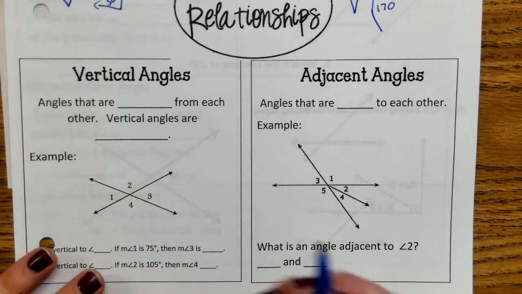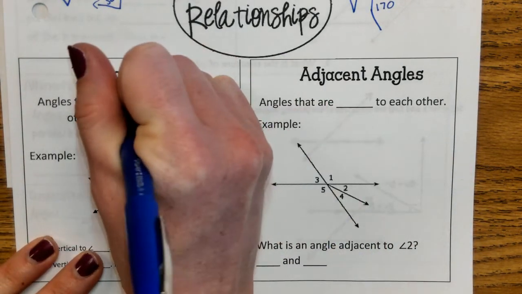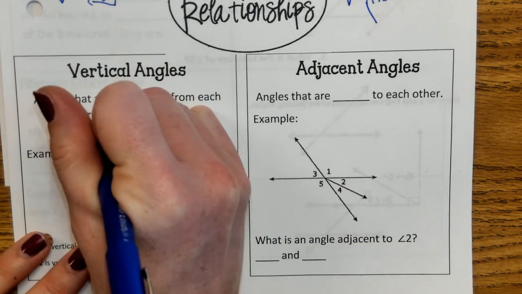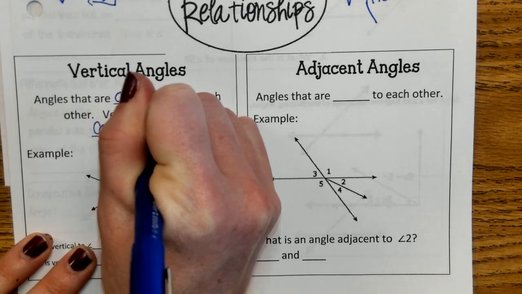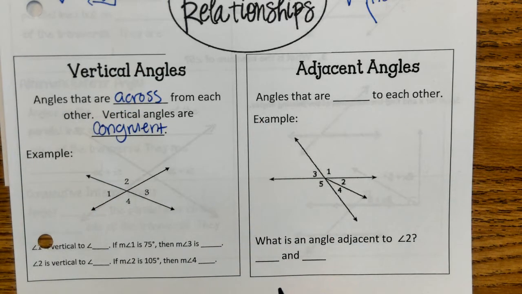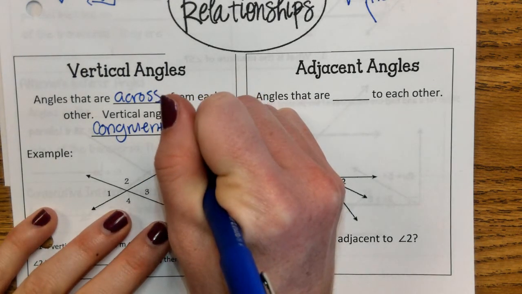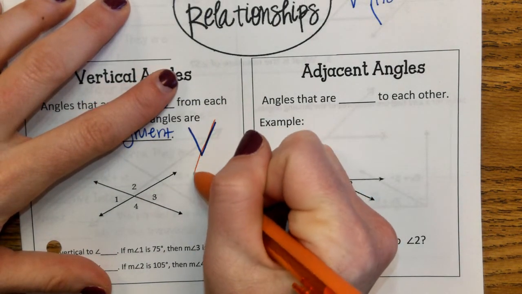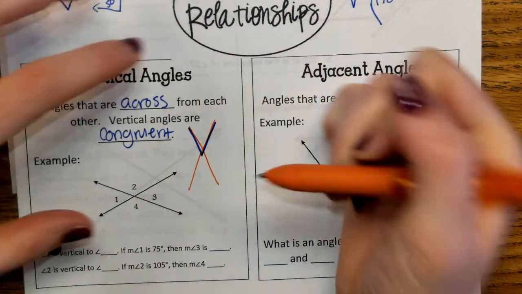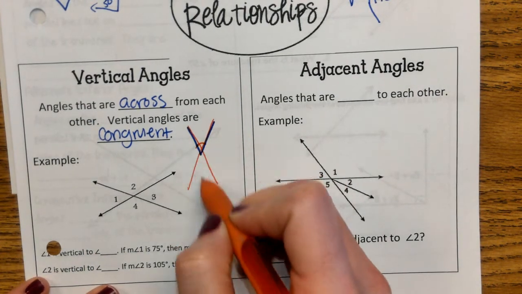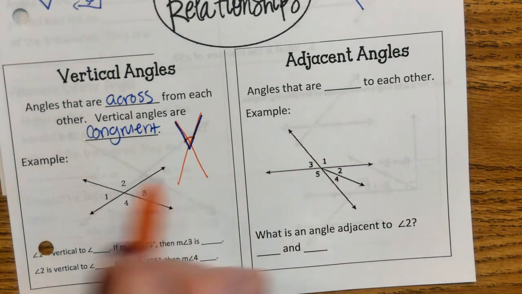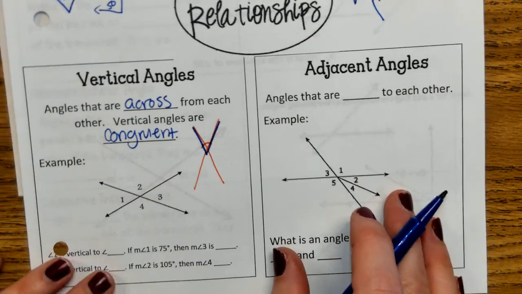All right, vertical angles are angles that are across from each other. Vertical angles are congruent. So V makes half of a vertical line. You flip it over, they're the same. Or half of a vertical angle. That's your trick. It's not a good one.